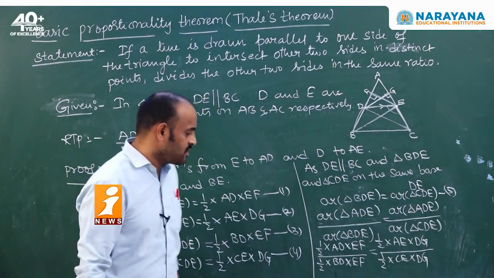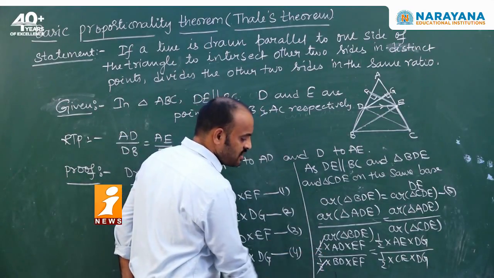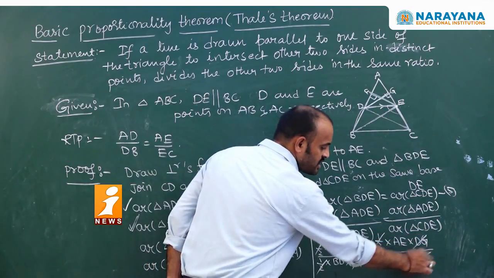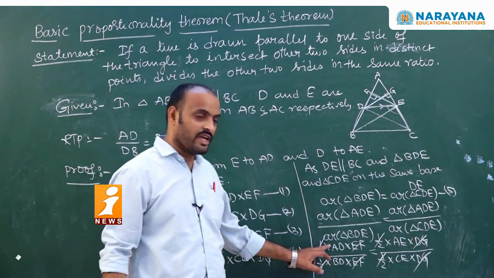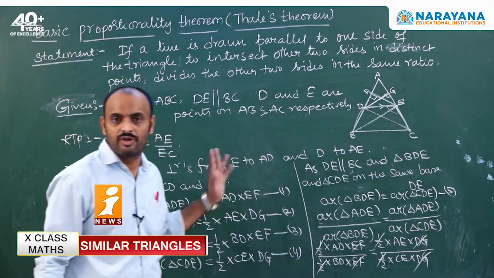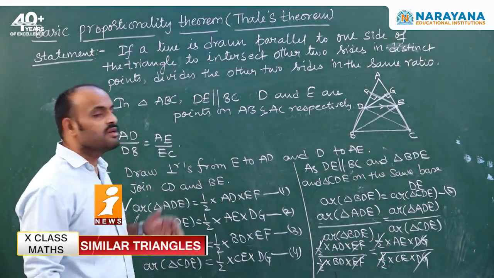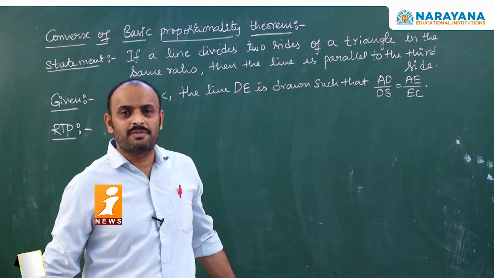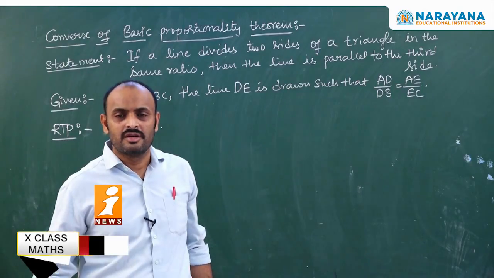Now cancel the like terms. Half and half get cancelled. EF and EF get cancelled. Half and half get cancelled. DC and DC get cancelled. Therefore, AD by BD is equal to AE by CE. Hence proved. This is how we prove the basic proportionality theorem. Hope you understand. Let's see the basic proportionality theorem's converse.